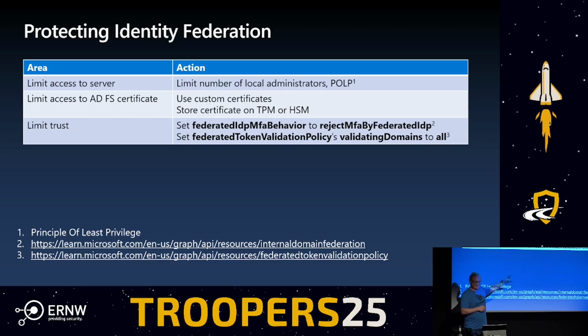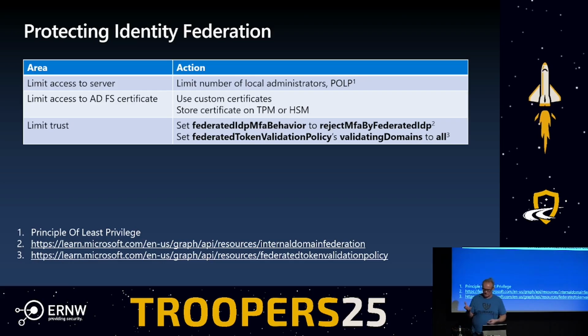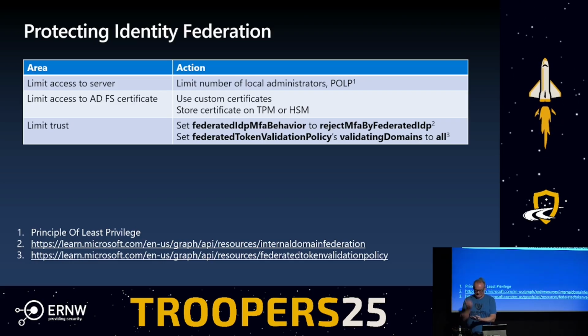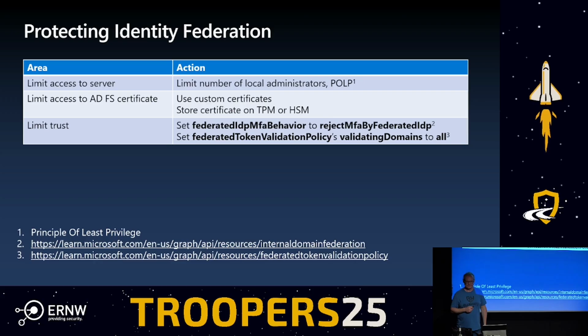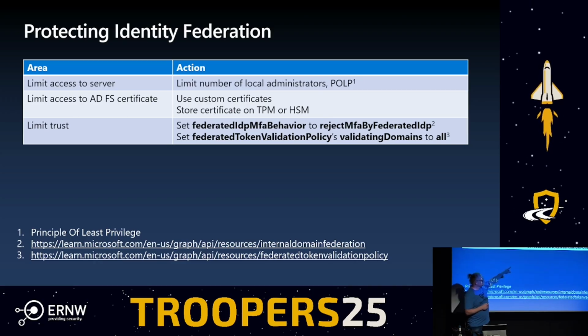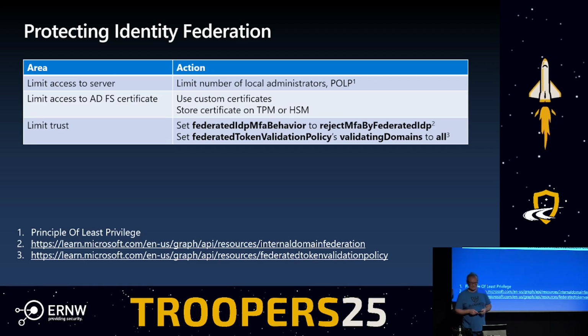There is a setting for that. One of the features in the token is that it can have a claim that says I already did MFA. But with the first setting here, you can say don't trust that. And the second one is that you can set, and we don't have very good documentation for that, I might write a blog about it, the federated token validation policy.